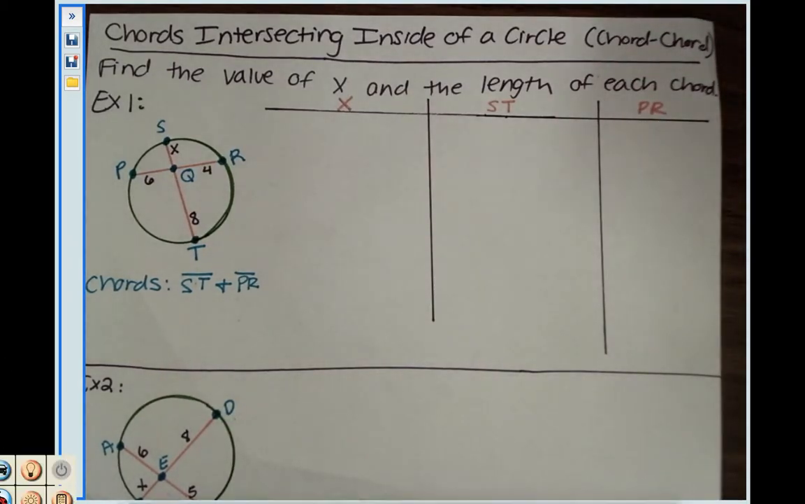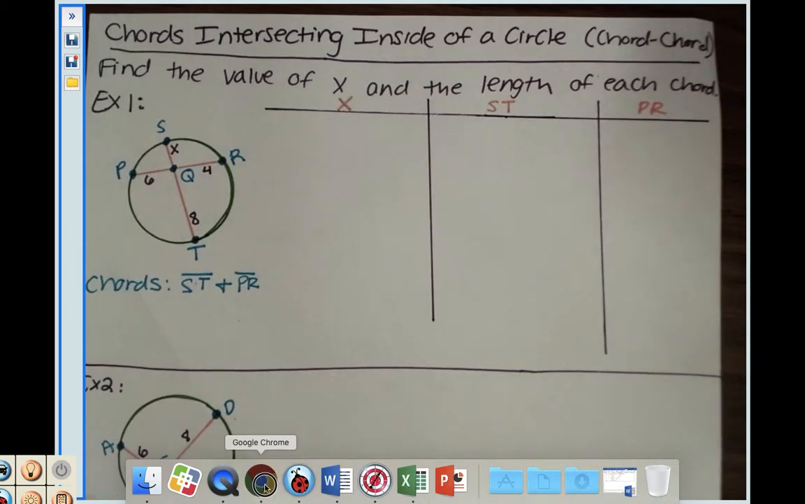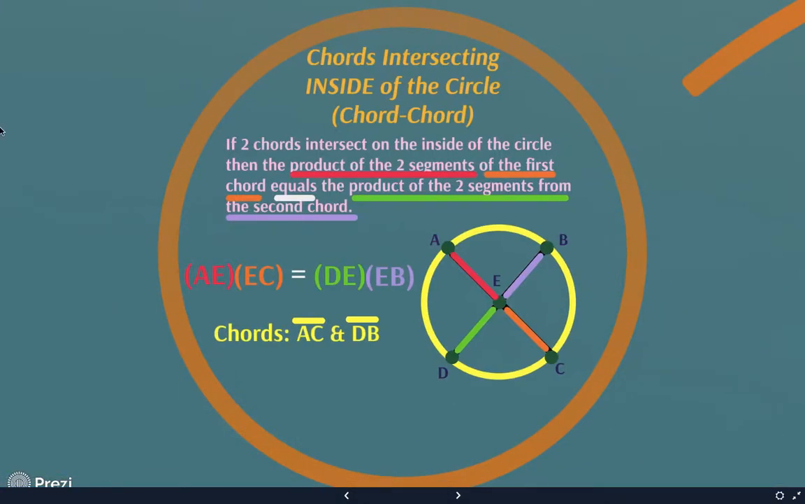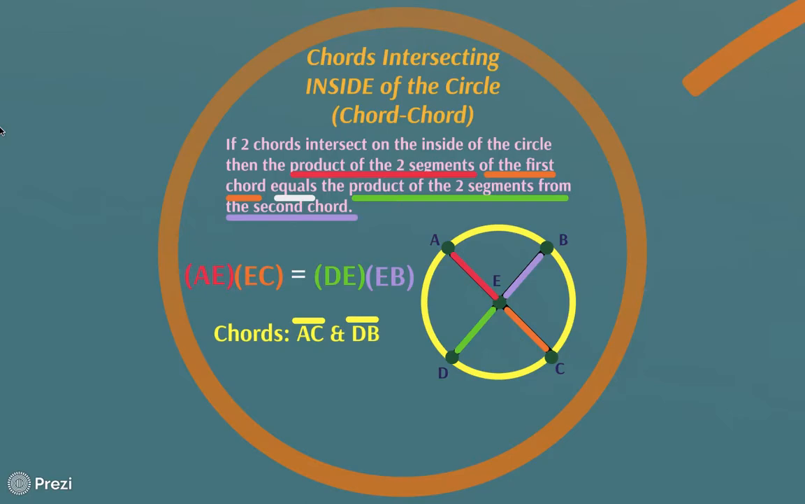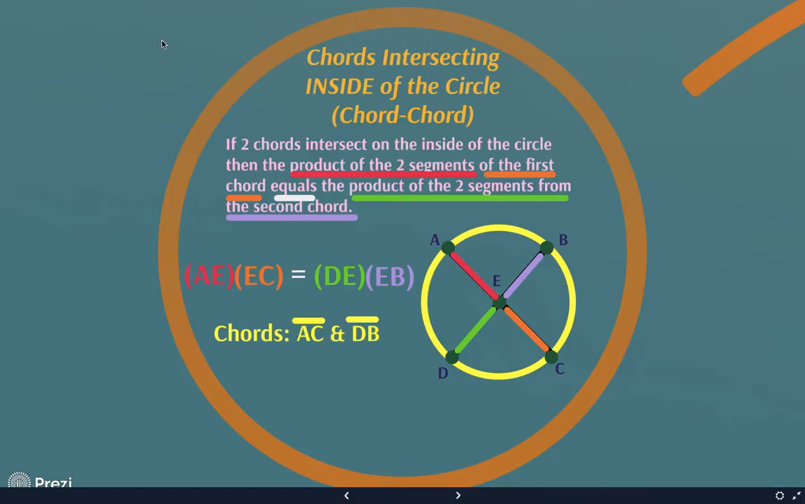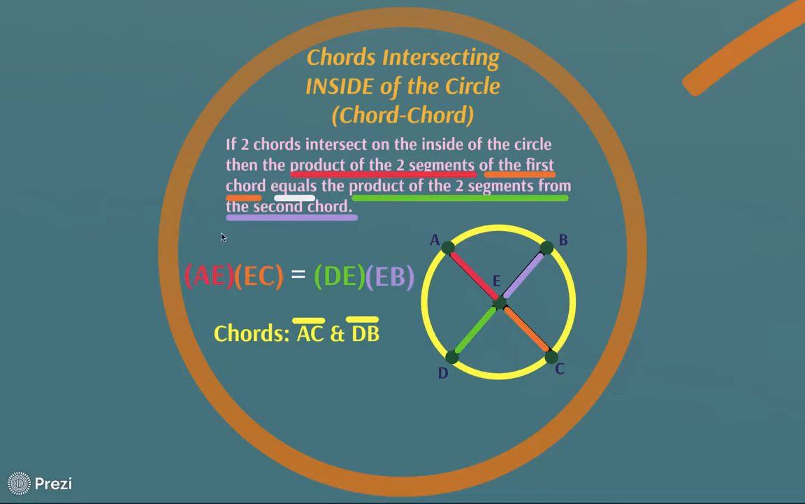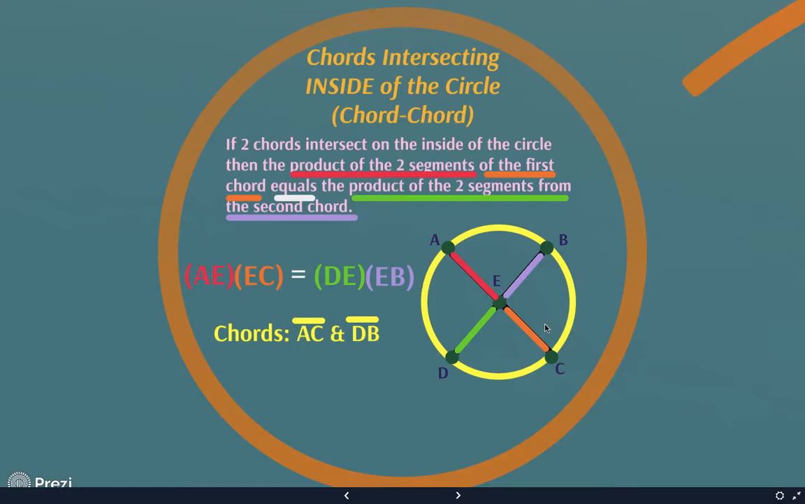Okay, so let's reference the Prezi video that I know you already watched. This theorem states that if two chords intersect on the inside of a circle, then the product of the two segments of the first chord, so we multiply the two pieces of the first chord. If I look at chord AC, it's broken down into AE and EC. If I multiply those pieces together, it will equal the two pieces of the other chord multiplied together. So the product of the two segments from the second chord is the way I phrased it on the Prezi.